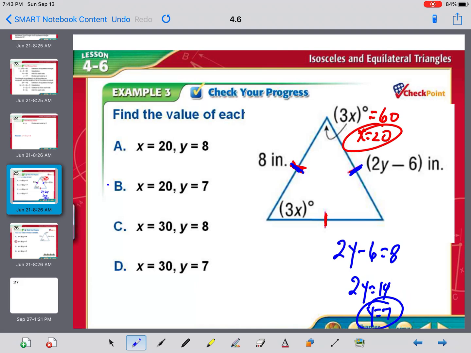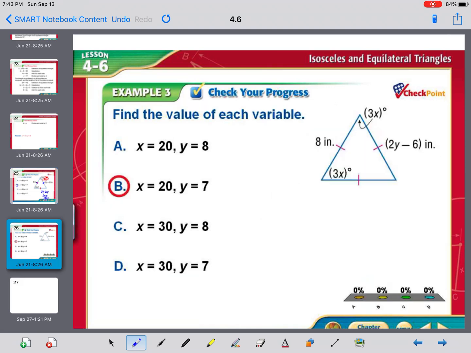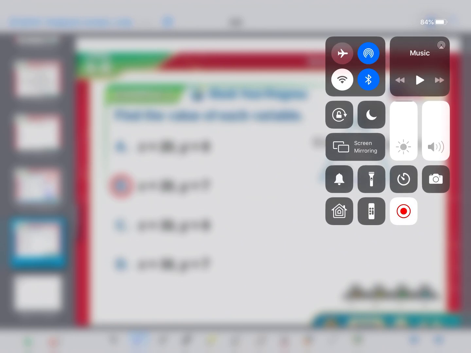As far as the side goes, if this one's 2y minus 6 and this one's 8, then you can see the 2y minus 6 has to be equal to 8 because they are congruent. And so 2y is 14, y is 7. So x is 20, y is 7, answer B.